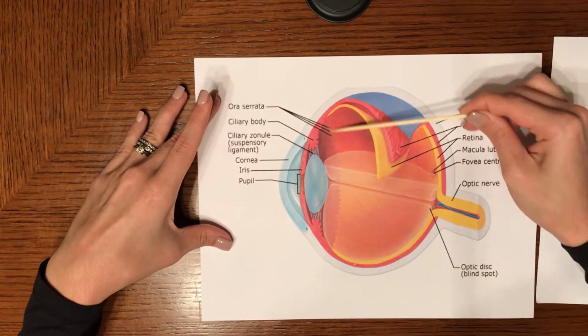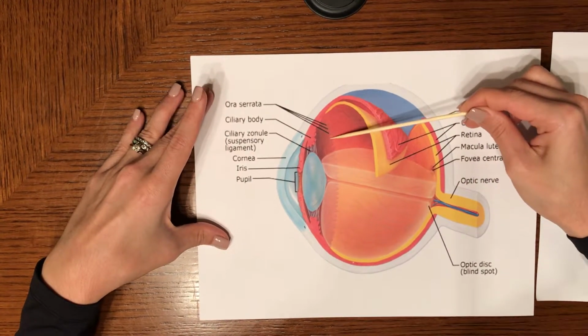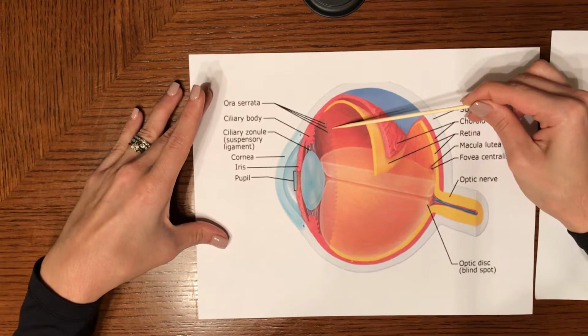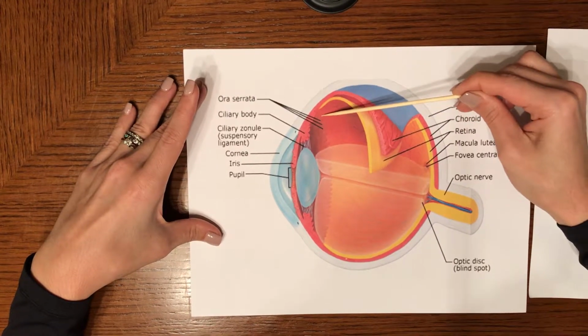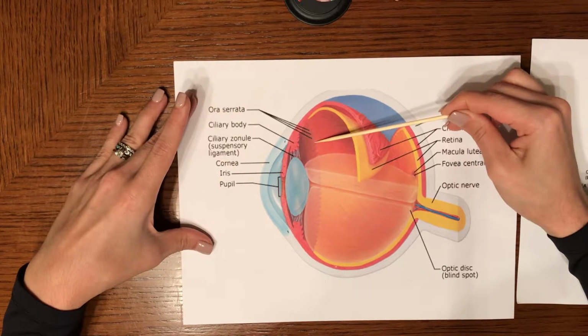Now here we have the ora serrata. The ora serrata is the area of the inner eye where the retina ends and the choroid layer of the eye can be seen.